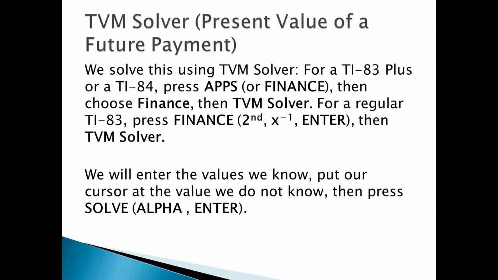We're going to use the TVM solver on the TI-83 or 84 to do this. Here's how you access TVM solver. For a TI-83 Plus or TI-84, press Apps or Finance, then choose Finance and TVM solver. And for regular TI-83, press Finance and then TVM solver. We will enter the values we know, put our cursor at the value we do not know, then press Solve, which is alpha enter. Let me show you how we do this.